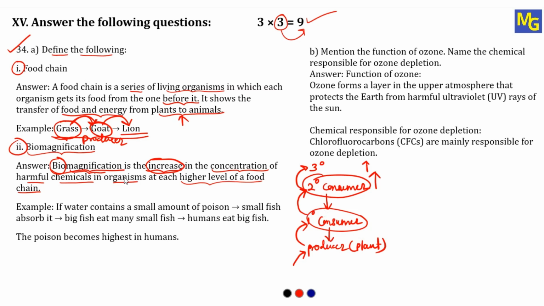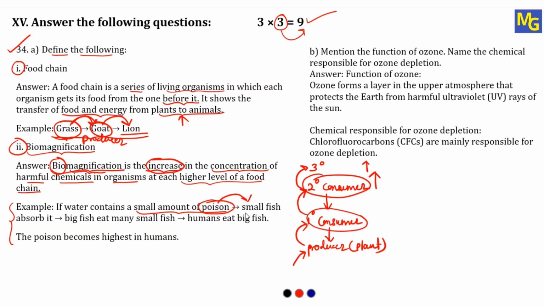So actually this is the definition which is asked in this question, but just for extra information I have given an example. If you see this example, if the water contains a small amount of poison coming from the industries and so on, this poison through the water goes into the small fish.